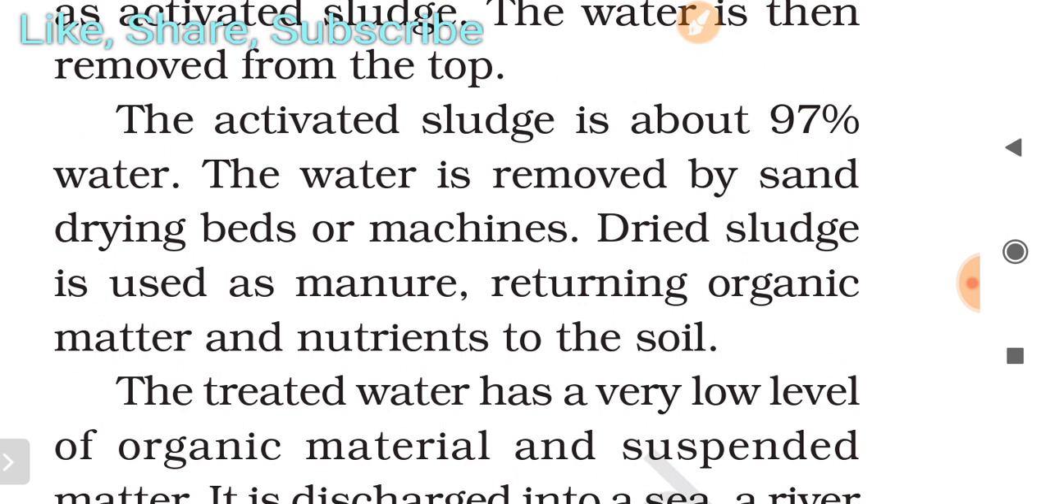The water is removed by sand drying beds or machine. Dried sludge is used as manure, returning organic matter and nutrients to the soil. So the water present in activated sludge is dried up with the help of sand drying beds or machines. The dried sludge is used for the manufacture of manures, returning organic matter mainly to increase the nutrients in the soil.